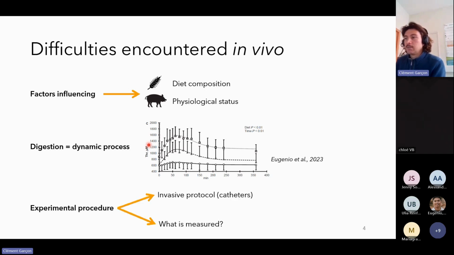And finally, the experimental procedures are difficult to put in place for this. So it's a very invasive protocol with catheters, and even with these catheters, it's not really clear what is really measured, because in the end, you also measure what is used in the blood by other organs, such as the large intestine or the stomach. So you cannot really measure very accurately what's happening only in the small intestine.